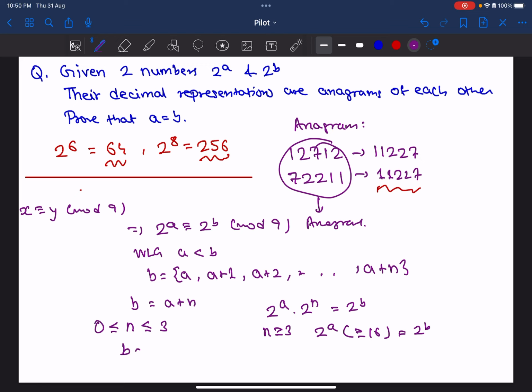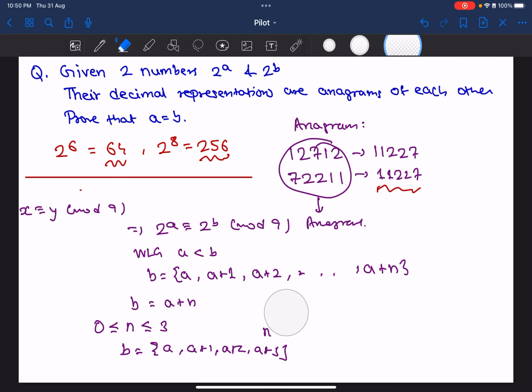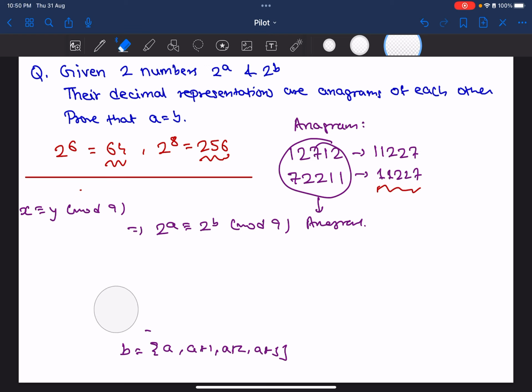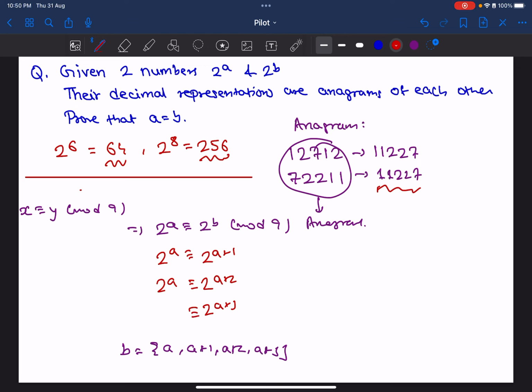So the only possible values that b can take are a, a plus 1, a plus 2, and a plus 3. We know b can take only these values, so we put all these values in and check whether we have something. So we check whether 2 to the power a is congruent to 2 to the power a plus 1, a plus 2, a plus 3. You see my point, right? We take all the possible values of b and check whether any of them follows the congruence mod 9.